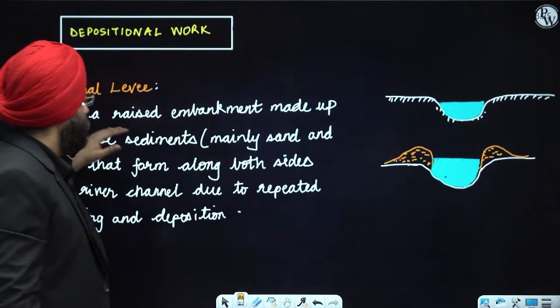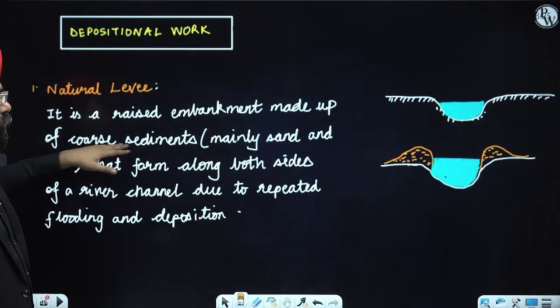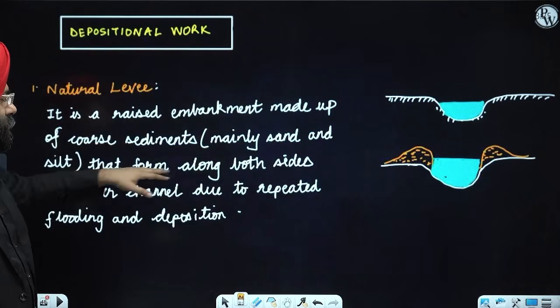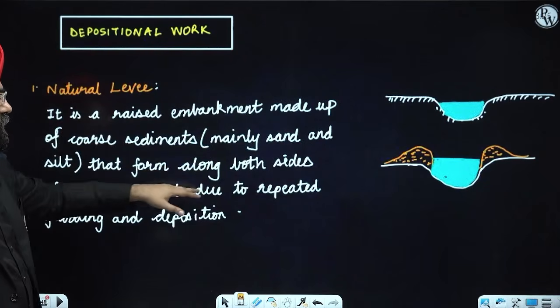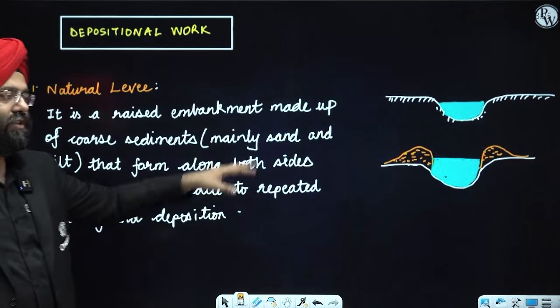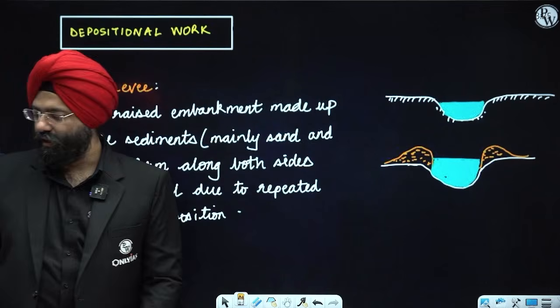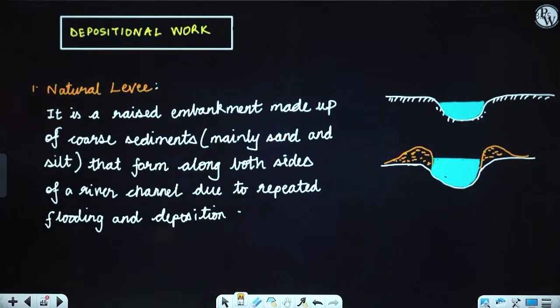See here. Raised embankment made up of coarse sediments, mainly sand and silt, that form along both sides of the river channel due to repeated flooding and deposition is known as natural levees. Please write it down. All of you write it down. Write it down quickly. Done? Okay.